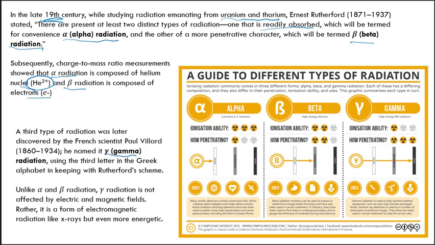A third type of radiation was later discovered by the French scientist Paul Villard. He named it gamma radiation, using the third letter in the Greek alphabet, in keeping with Rutherford's scheme. Unlike alpha and beta radiation, gamma radiation is not affected by electric and magnetic fields. Rather, it's a form of electromagnetic radiation like X-rays, but even more energetic.